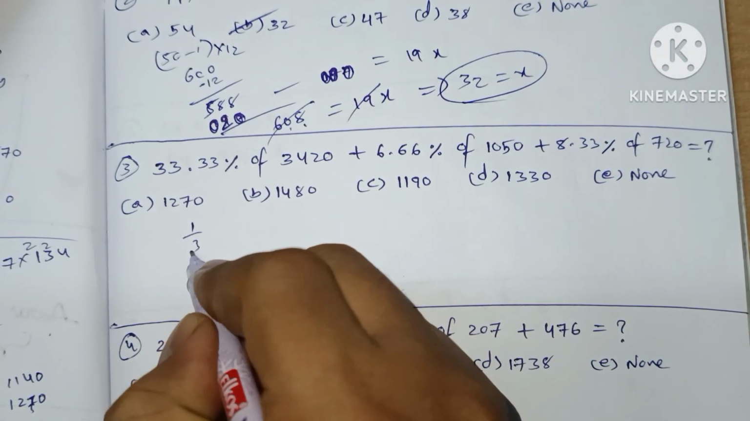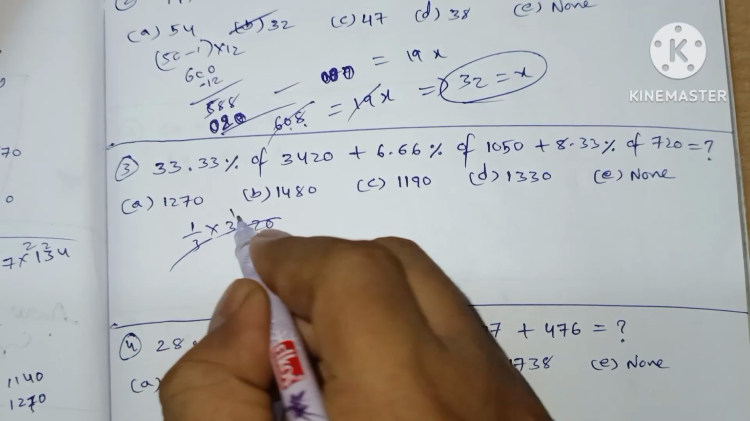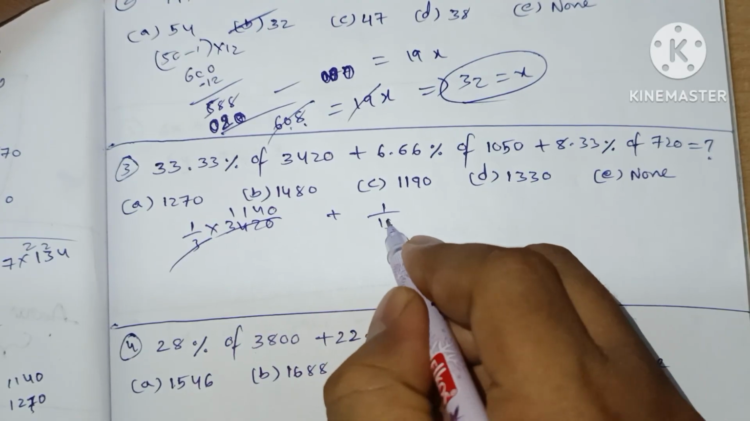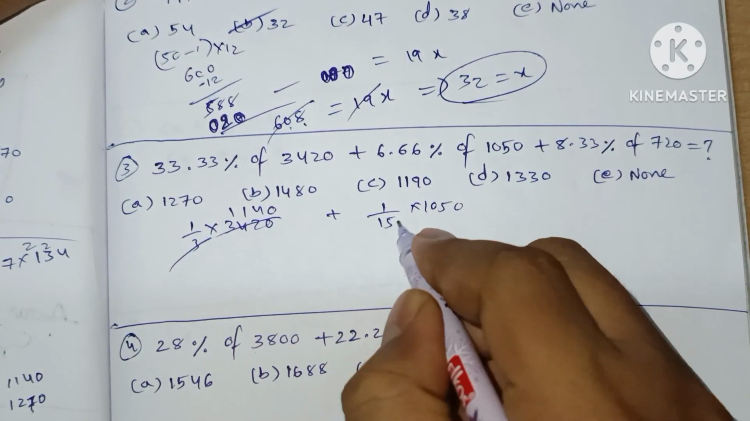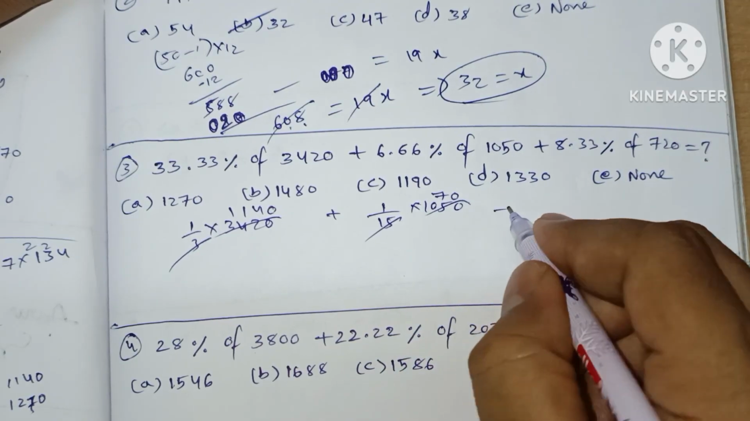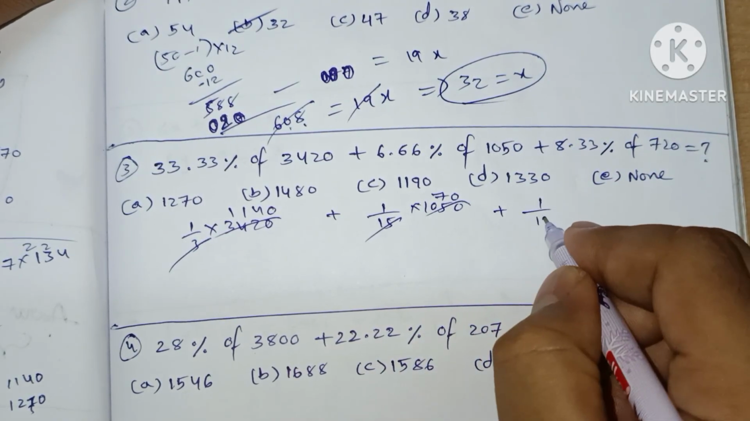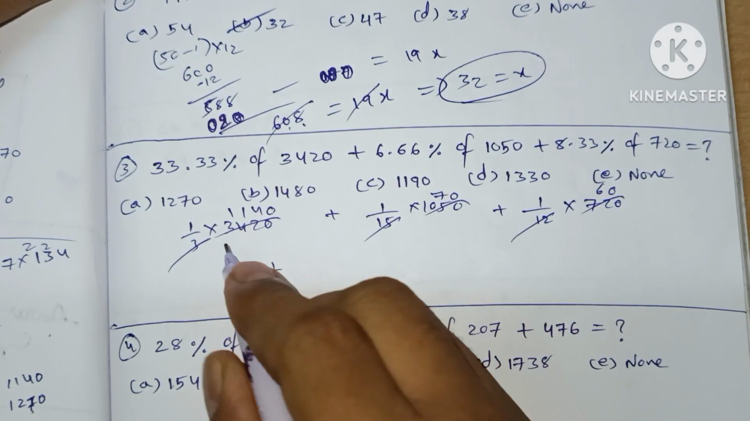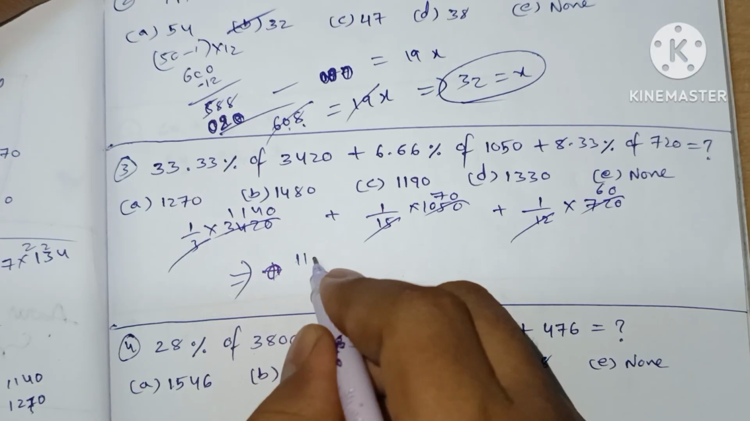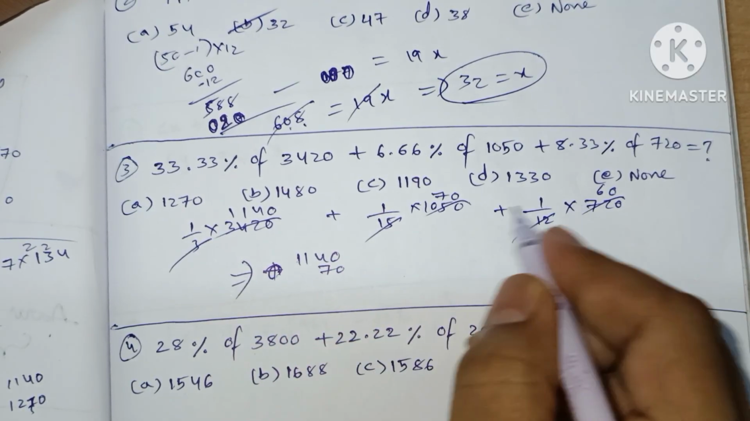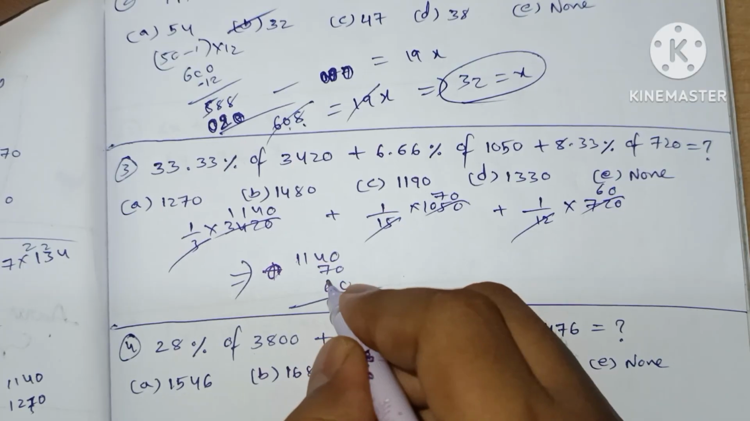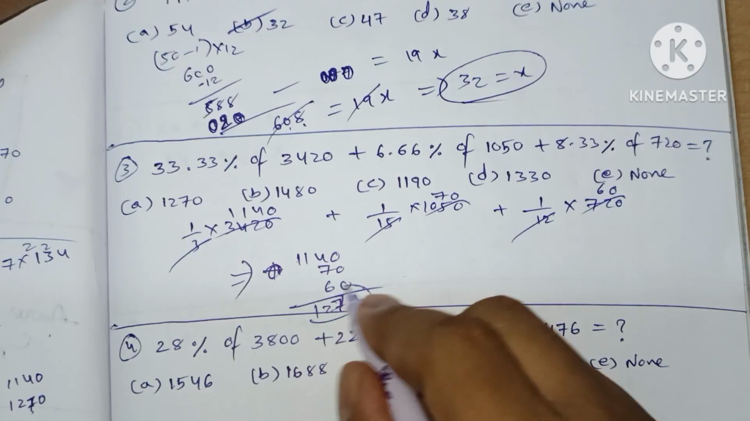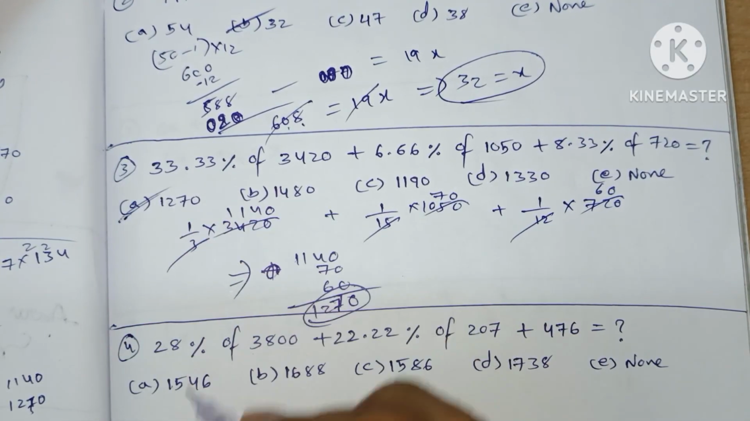33.33% means nothing but 1/3 of 3420. 3 1 times 1 times and 4 times 0 plus 6.66% is nothing but 1 by 15 into 1050, which will be 70 times, plus 8.33%, which is nothing but 1 by 12 into 720, 60 times. So we have 1140 plus 70 plus 60, 0 10 17 to 1 1 to 70 is our answer, which is option A.